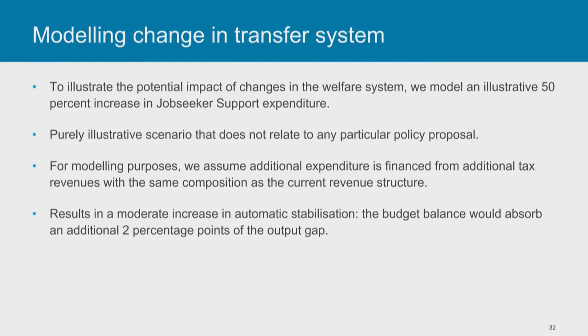To illustrate the potential impact of changes in the welfare system, we model an illustrative 50% increase in job seeker support expenditure. This is a purely illustrative scenario, and for modelling purposes, we'll assume that additional expenditure is financed from additional tax revenues with the same composition as the current revenue structure. This results in a moderate increase in automatic stabilisation. The budget balance would absorb an additional 2 percentage points of the output gap.